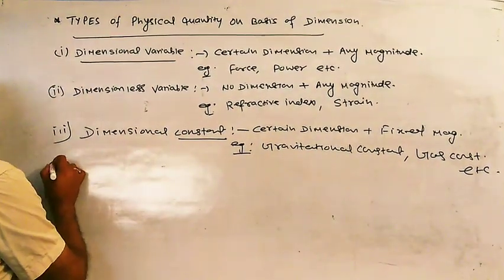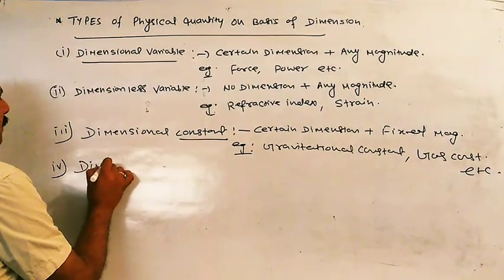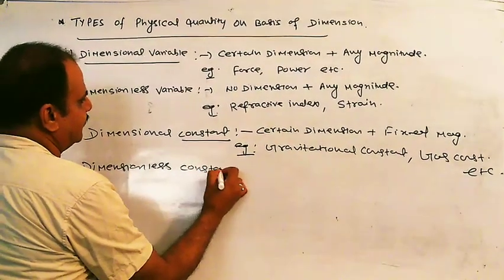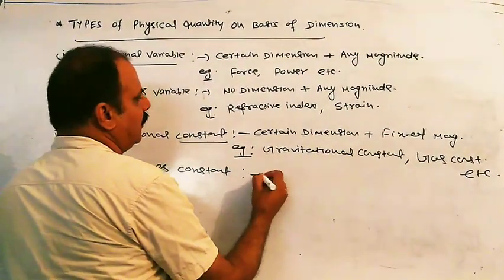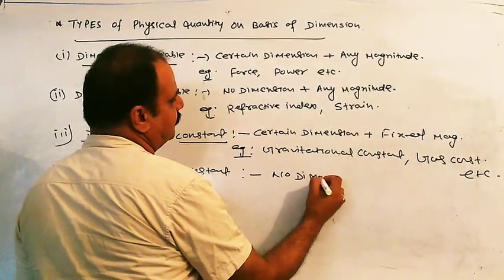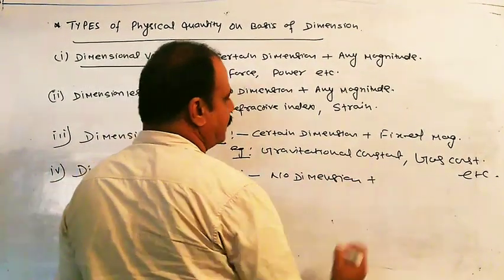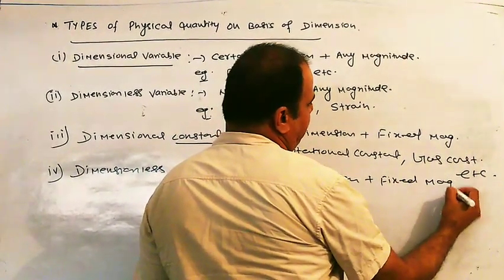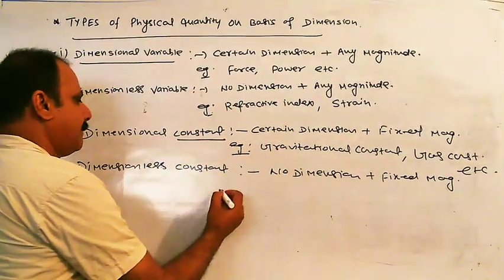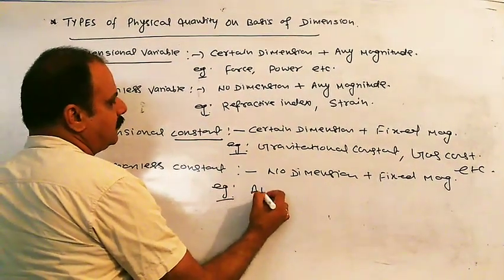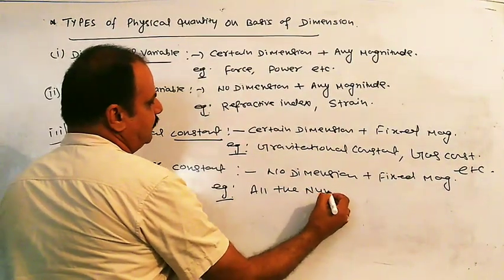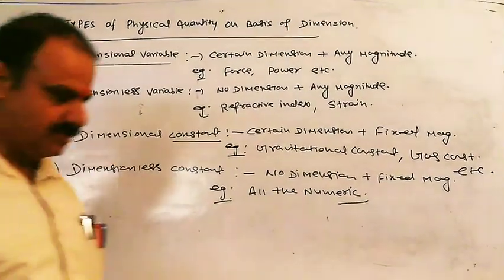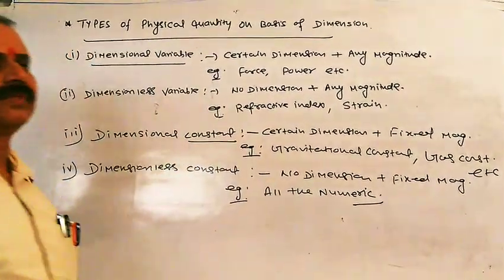And number four, dimensionless constant. No dimension, fixed magnitude. Example, all the numeric constants are dimensionless constants. So these are the four types of physical quantity on the basis of dimension.